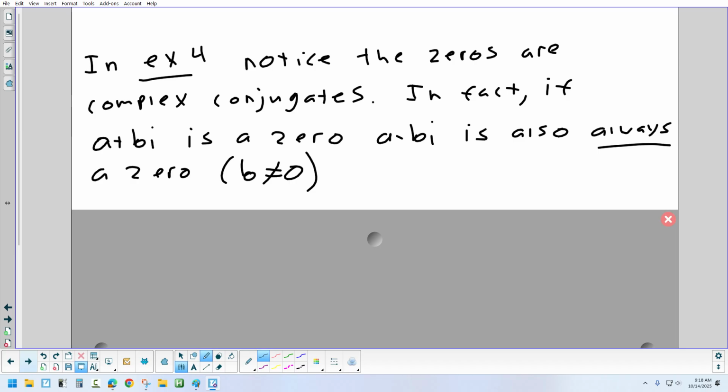So if you know that a plus bi is a root, then you can be guaranteed a minus bi is a root. If 5 plus 2i is an answer, then you know 5 minus 2i is also an answer. And again, that's assuming that the imaginary part isn't 0. Right? Because if the imaginary part is 0, then that kind of goes out the window. Because if you knew 6 plus 0i is a root, then you know 6 minus 0i is a root. It's the same thing.